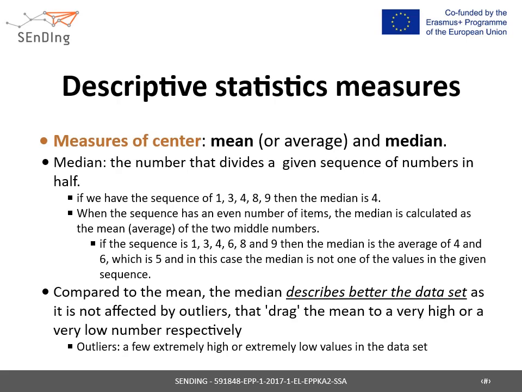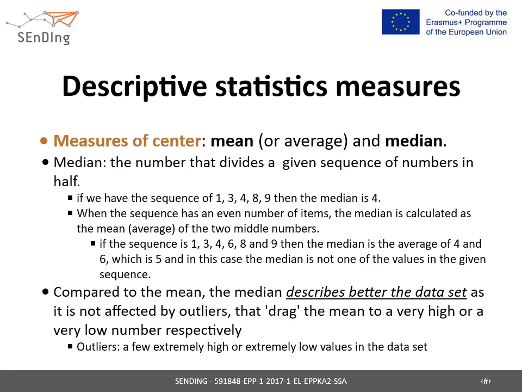In descriptive statistics we typically calculate measures of center, measures of variability and percentiles. Measures of center: mean or average, and median. The median is the number that divides a given sequence of numbers in half. For instance, if we have the sequence 1, 3, 4, 8, 9, then the median is 4.